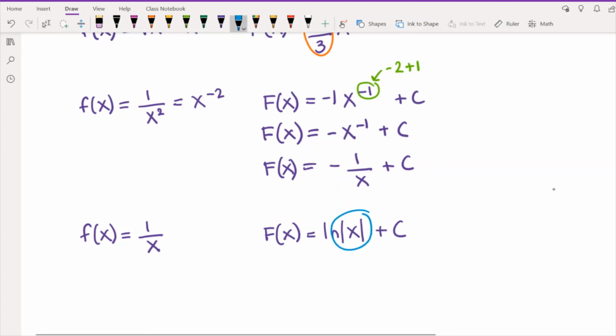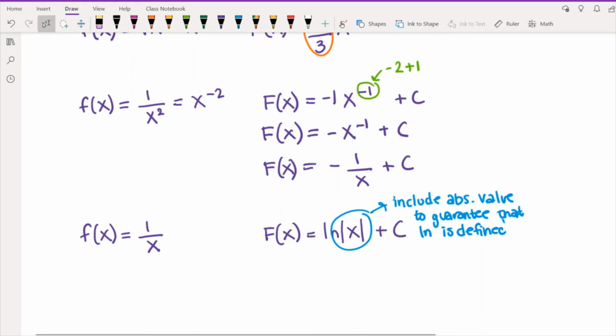So we include absolute value. Actually, I'll just write the word because I feel like that's a little confusing. So you're going to include absolute value to basically guarantee that ln is defined. And so that's going to be always the case.